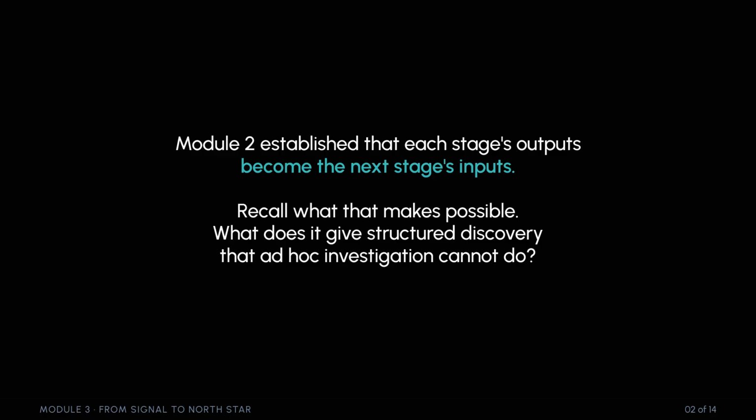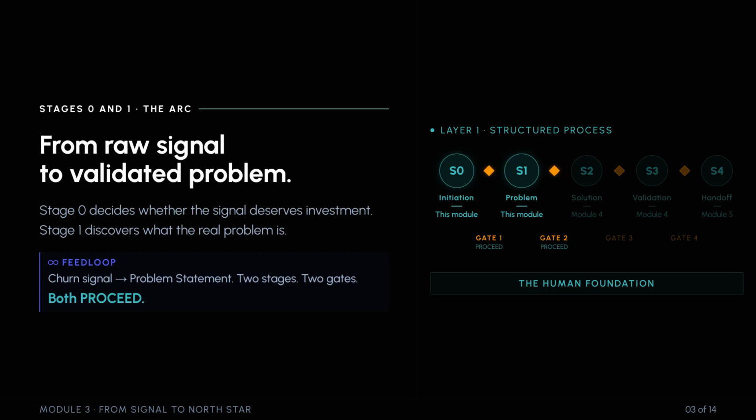Outputs becoming inputs makes discovery cumulative. Each stage's outputs are the raw material for the next stage. Without that chain, every stage starts from a blank page. Stages 0 and 1 are this module's scope. Stage 0 validates whether the signal deserves deep investigation. Stage 1 discovers what the real problem is. FeedLoop begins with a churn signal and ends with a problem statement gate, which Gate 2 has validated as worth solving. 2 stages, 2 gates. Both proceed.